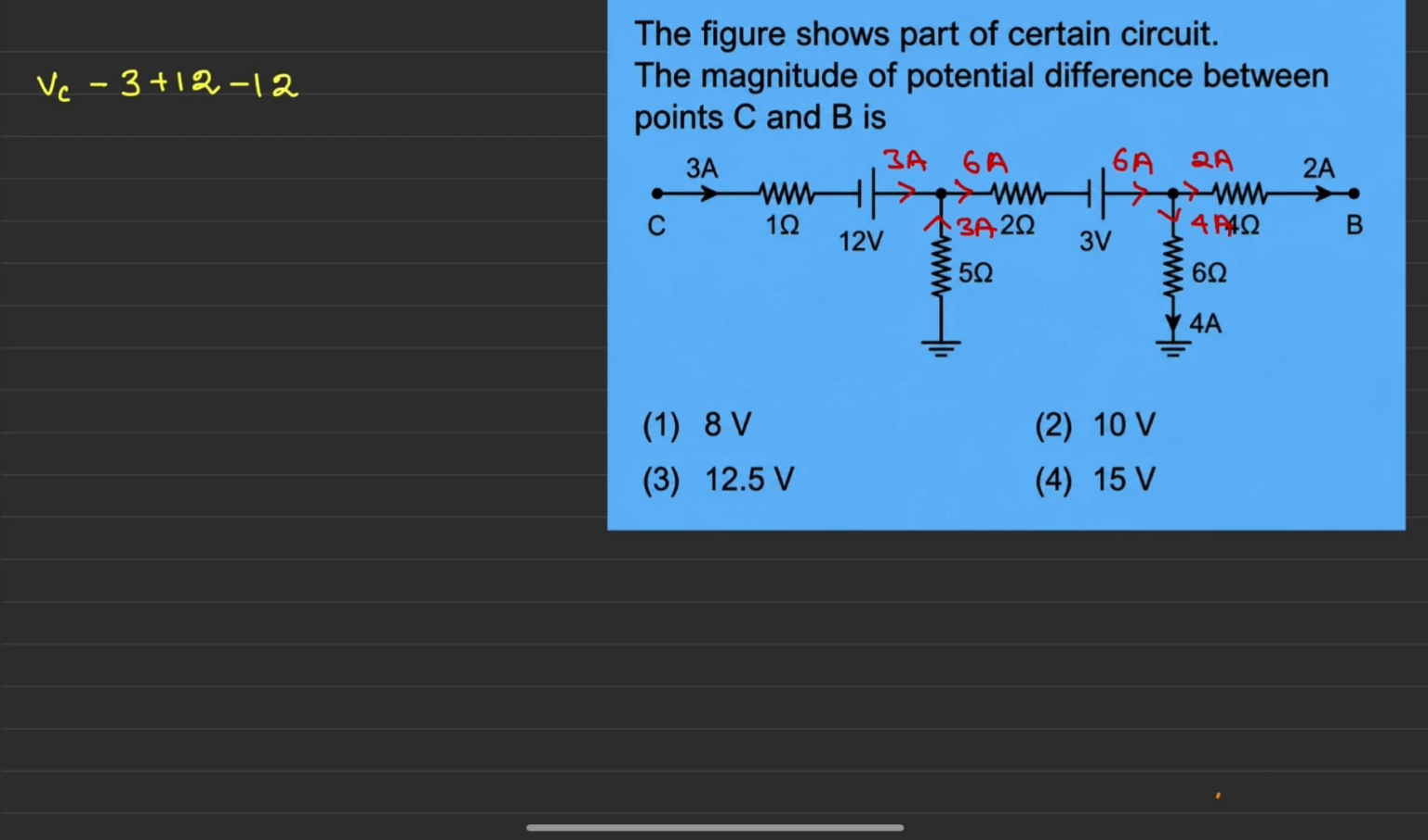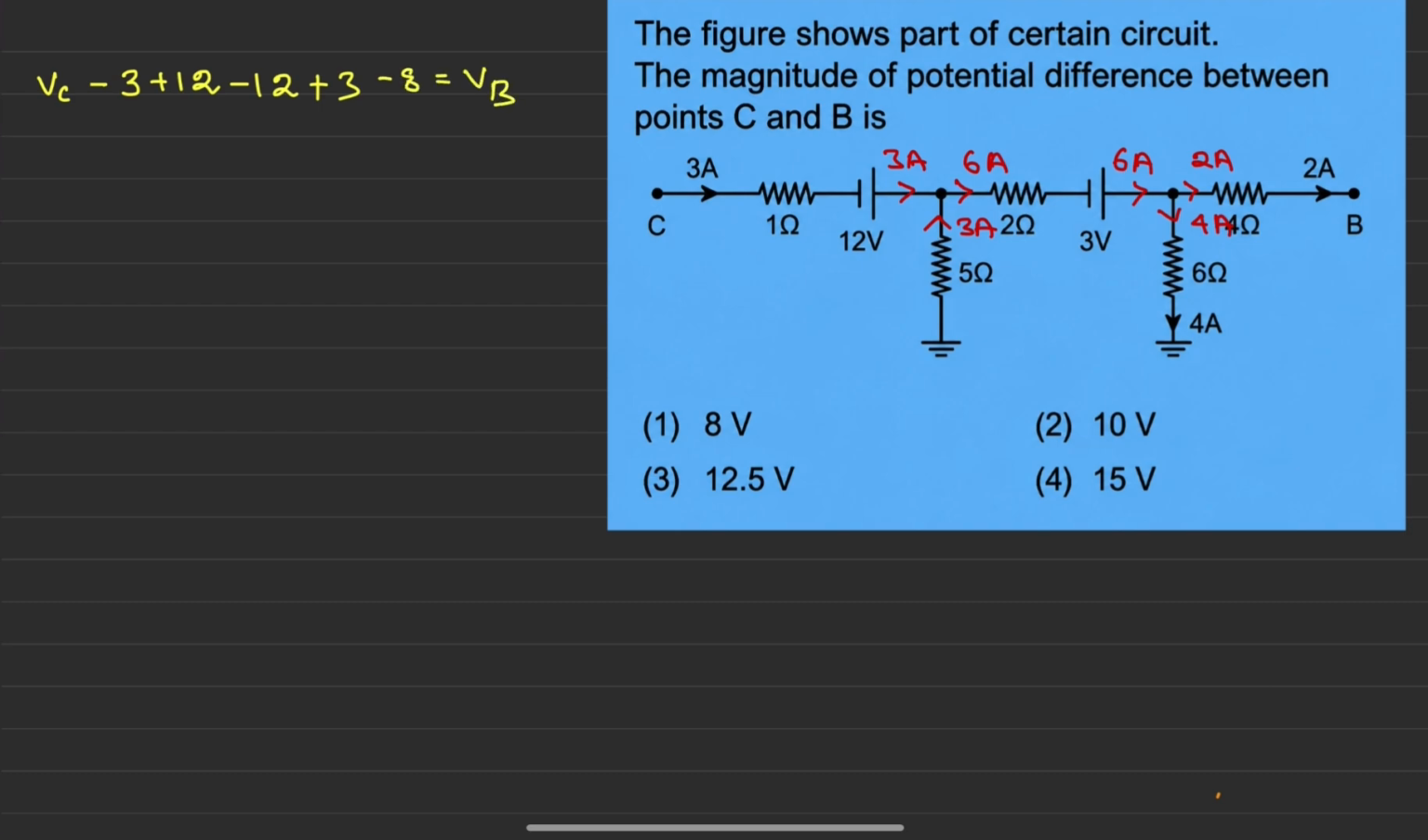Minus 12 because current is flowing in the same direction. Then for cell we are going from smaller to higher. You will say plus 3. Then 2 ampere of current is flowing across 4 ohm of resistance. So you can say it will become what here? Minus 8 and we are able to come to the point B.